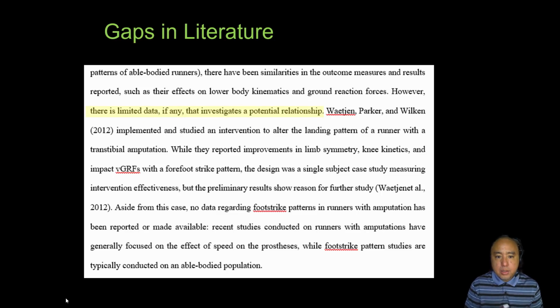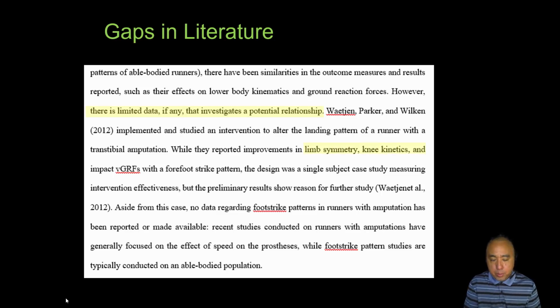She makes the case of collecting lower body kinematics and ground reaction force during running in individuals with amputations. However, there is limited data, if any, that investigates the potential relationship between what she was looking at. She was comparing foot strike patterns, rear foot strikers versus forefoot strikers, in these individuals as well as able-bodied individuals. And there's limited data to indicate a relationship between running biomechanics and these foot strike patterns. So she's making the case here on why she should be doing the study in the first place.